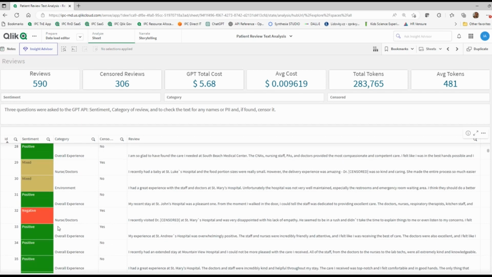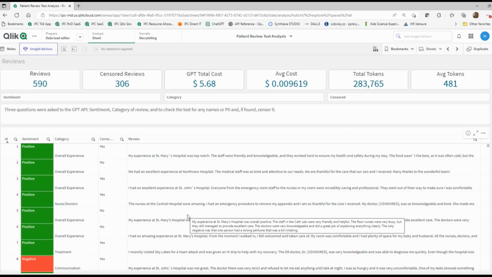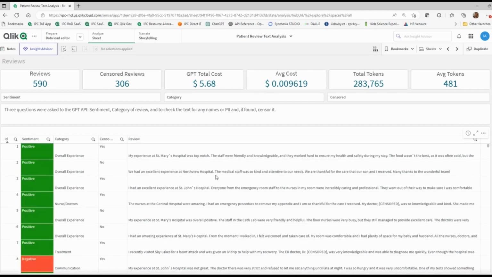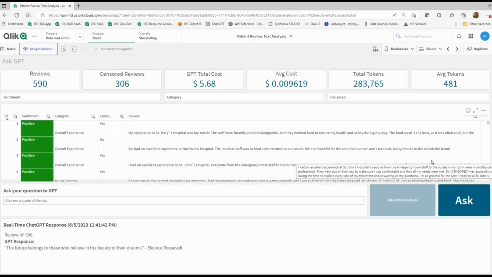And also we have some negative reviews. They were censored. Here, I recently visited a doctor, and again the name of the doctor was censored, the names of nurses, etc. It didn't censor, however, the name of the hospital, because if this is intended to be used in a hospital, the name of the hospital, in this case, on purpose, was not censored, but it could be if that's needed. All right, so the category, the sentiment analysis, and the censoring were all provided by the ChatGPT API, integrated in Qlik. It's all integrated, all automatic. No one has to do anything manual, but they could if they want to.